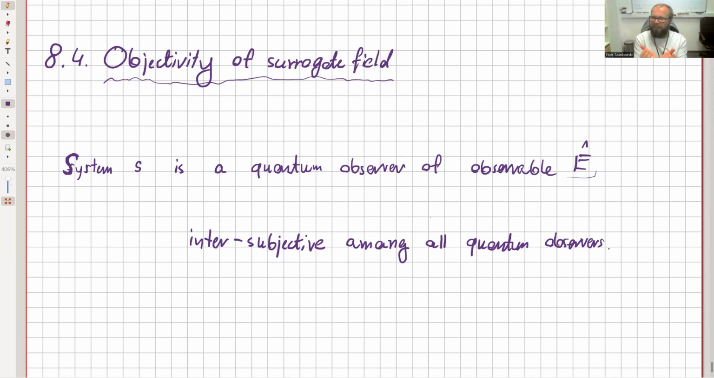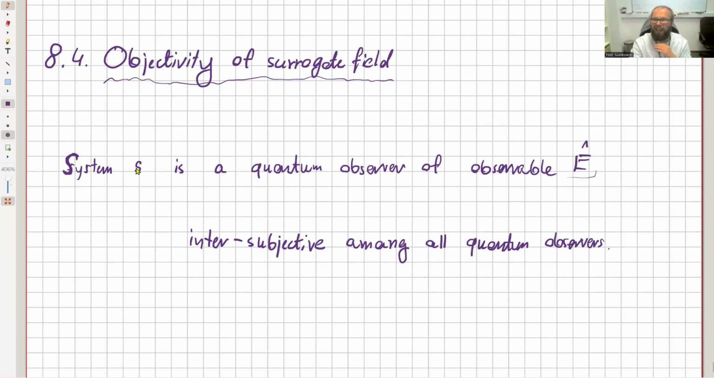Objectivity is achieved when all the possible observers agree on their subjective experiences. So intersubjectivity extended to all possible observers would be something that you could upgrade to objectivity, right? At this stage, we can say that the surrogate field, this stochastic process E that represents this observable E, whether it's valid or not, only depends on the proper dynamical properties of the environment. It makes it intersubjective among all quantum observers.